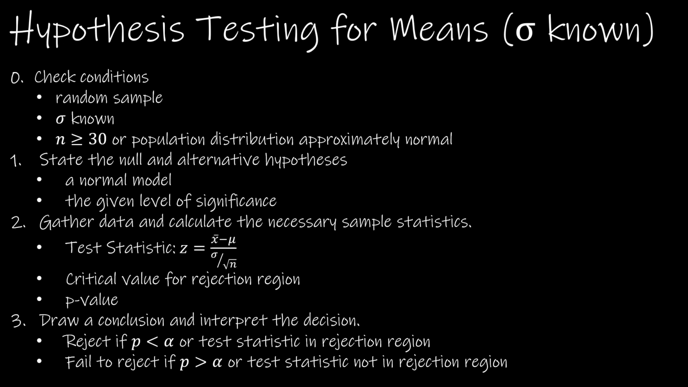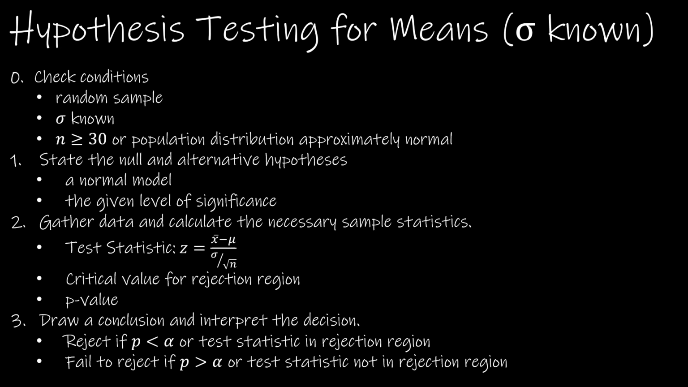For each of the videos for Chapter 10 and Chapter 11, I have included a page that looks like this, and this should be a very good reference page, so feel free to screenshot this page, as this is all of the information that you need for hypothesis testing for means where sigma is known. Step 0 is to check the conditions. Is it a random sample? Is sigma known? And is n greater than or equal to 30, or the population distribution approximately normal? So same conditions that we checked previously.